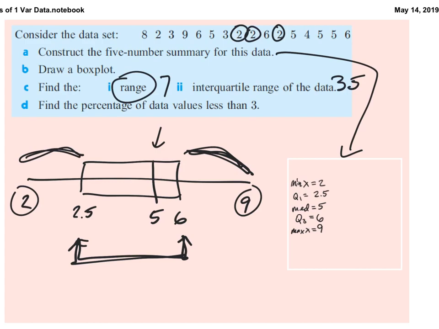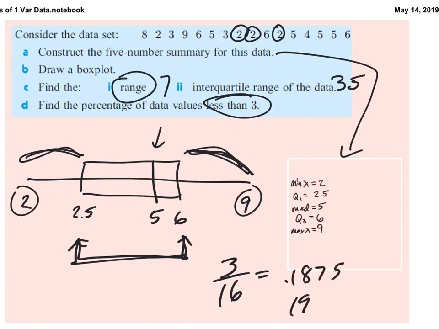Now, if they would have wanted to say less than or equal to 3, that would have totally changed it because there were a couple of actual 3s in the data. But if it's 3 out of 16, that is your percentage of the data, which if you divide on a calculator, that's 0.1875, about 19% of your data is less than 3.